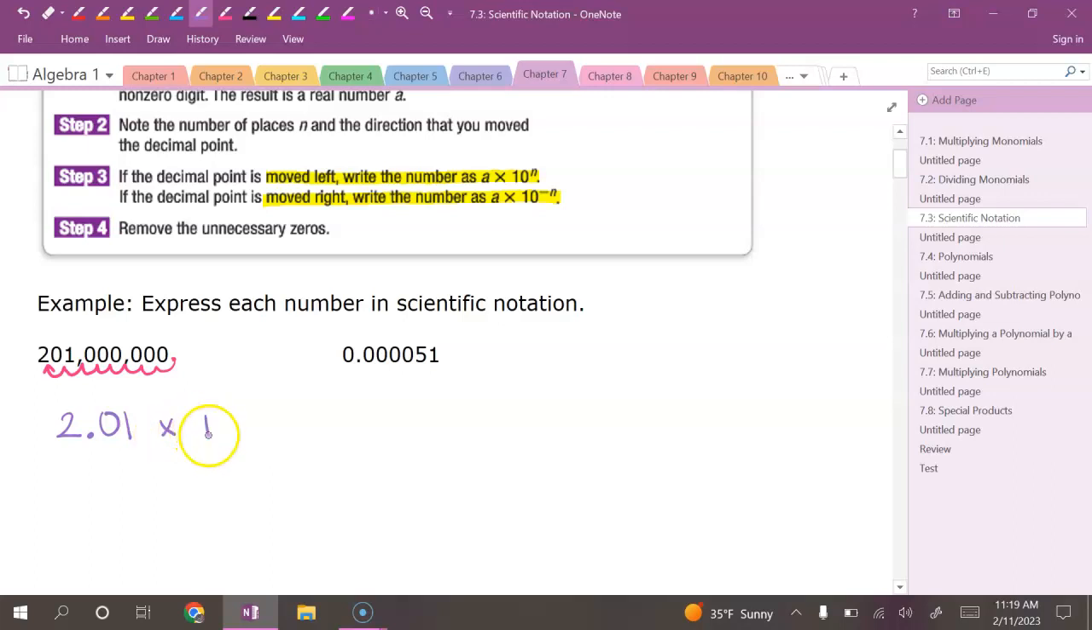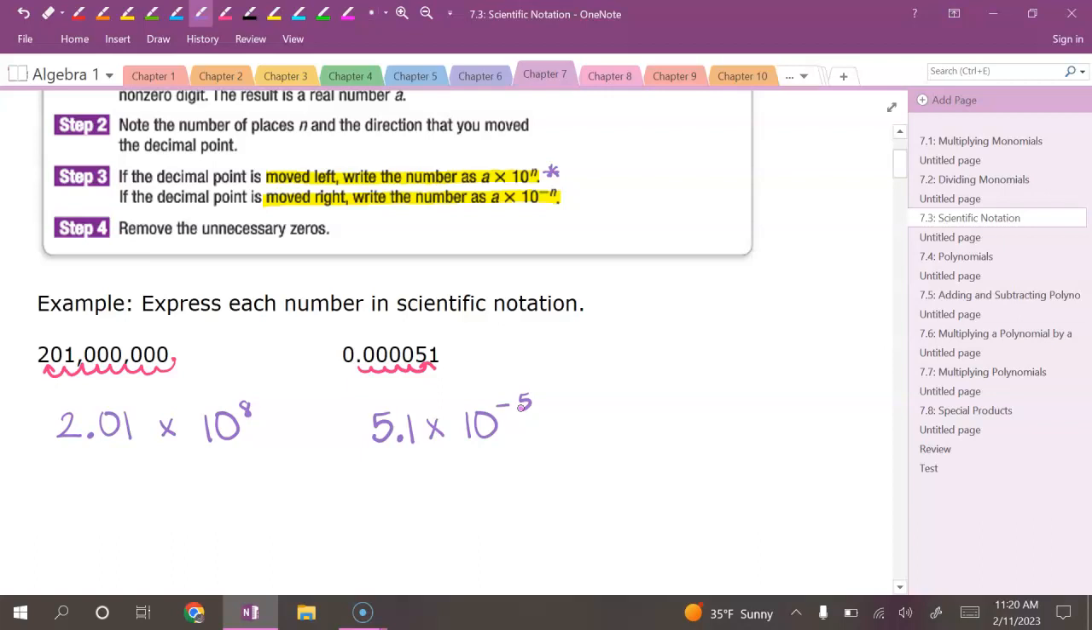So I do times 10, and then I moved it to the left, so I'm going to follow this first rule right here. I moved it to the left, we said 8 times, so my exponent needs to be a positive 8. Now for this other one on the right, again I need to move my decimal place. This time I'm going to move it to the right because I need it to go in between that 5 and 1. So we're going to go 1, 2, 3, 4, 5 to the right. So I would write this as 5.1 times 10, and since we moved it to the right, now it's going to be negative, and I moved it 5 times.